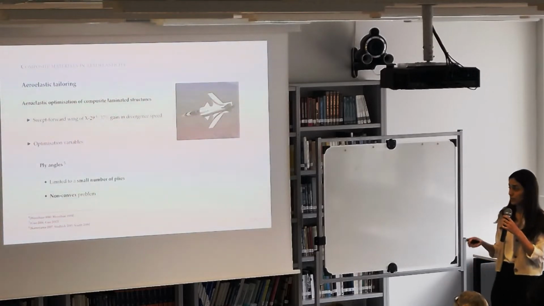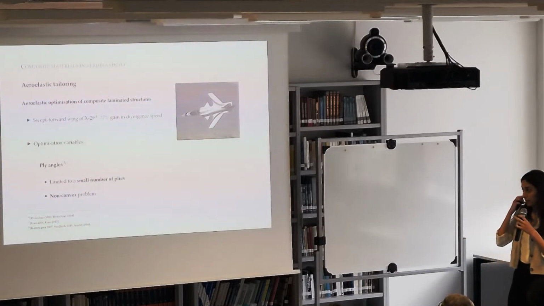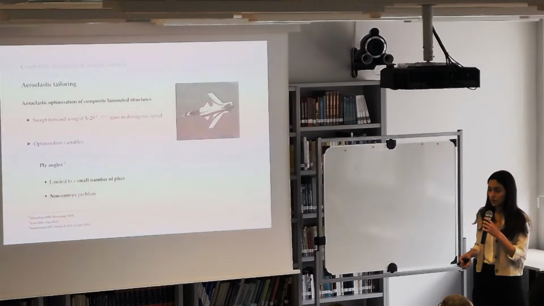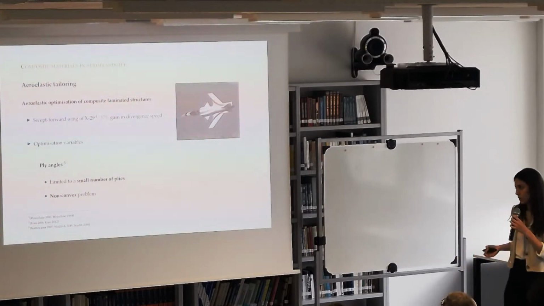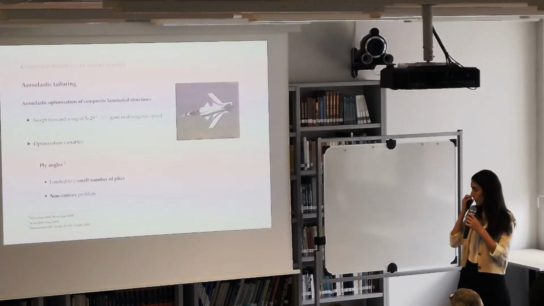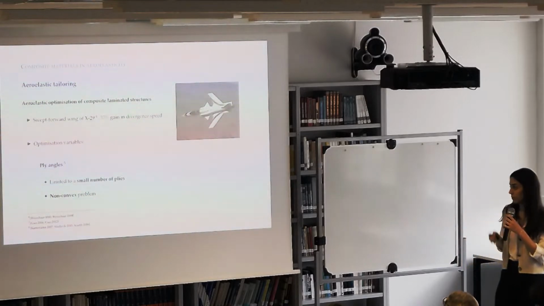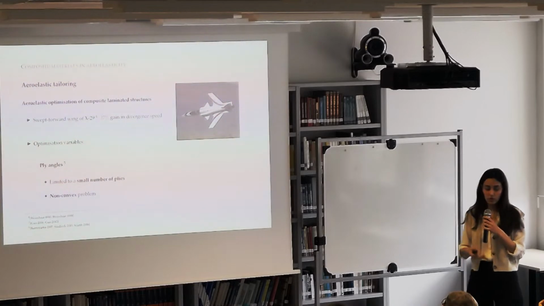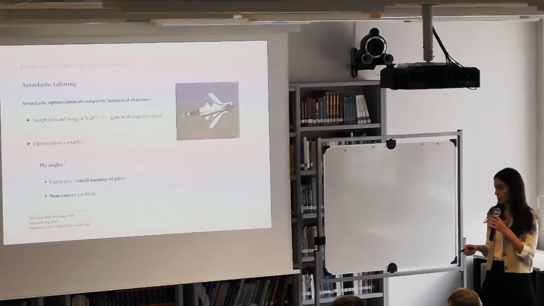For example, they are limited to a small number of plies because when using ply angles as optimization variables, we associate one variable to each ply, and we can only increase this number of variables to a certain point. So it could be limiting in terms of our optimization algorithm. And they give place to a very non-convex problem, so it is very hard to obtain an optimal solution.